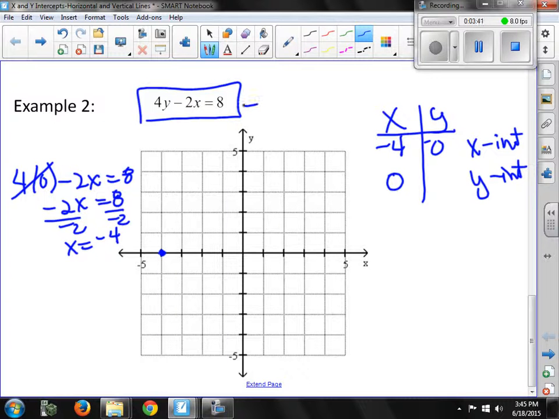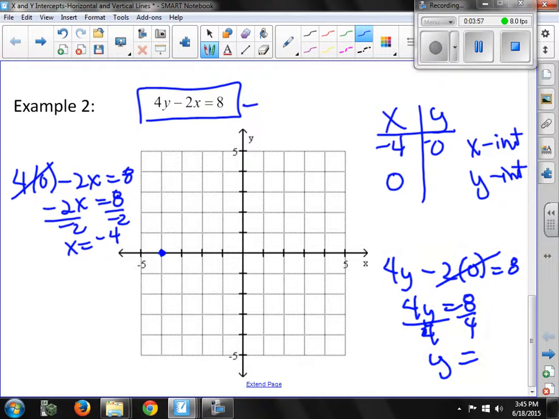To find the y-intercept, remember x is 0. I'm going to my equation again. So 4y minus 2 times 0 equals 8. That is 0. So 4y equals 8. Divide each side by 4. So y is 2. My y-intercept is (0, 2). Plot the point. And there's the graph of my line.